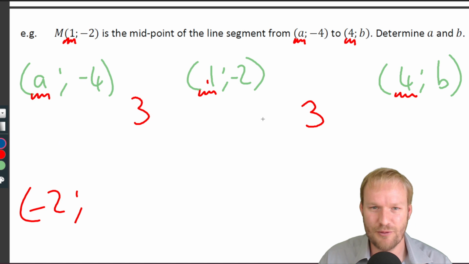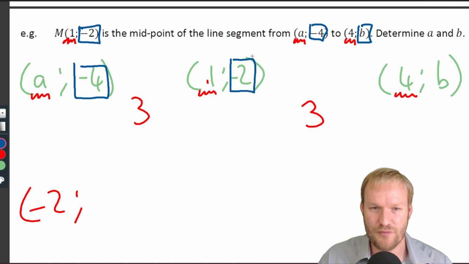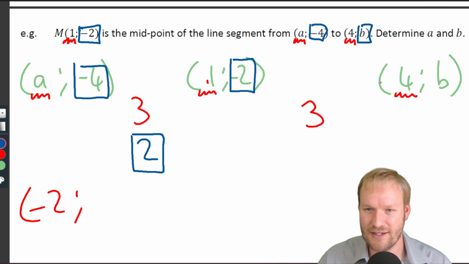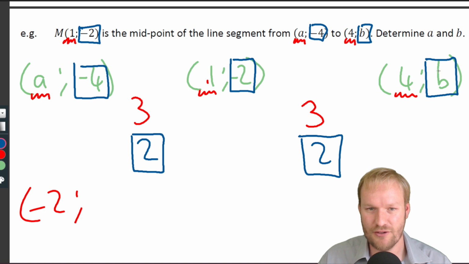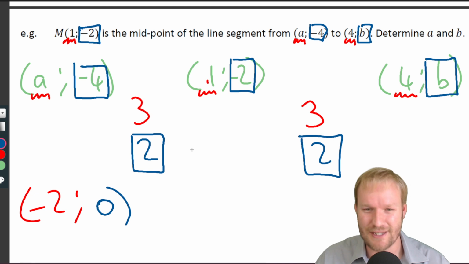Now if we do a similar thing with our Y values, we've got the Y values -2, -4, and B. So -4 to -2, that distance there is 2. Maybe I can put that in a square. And that means that this distance here, in terms of the Y values, must also be 2. So from -2 plus 2 will give us 0. Okay, so just looking at it fairly conceptually, each one as a midpoint.